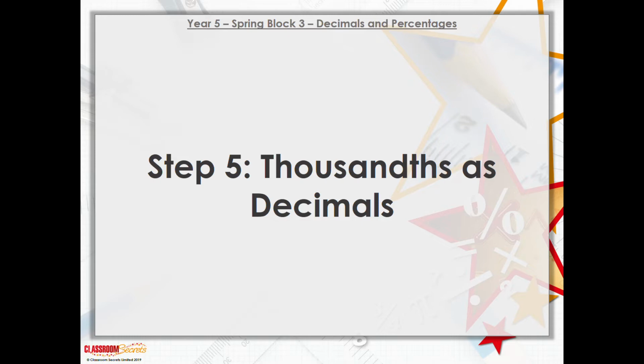So let's have a look at step 5, thousandths as decimals. We did some work on this yesterday and we're going to see the same sorts of activities, maybe just swapping around, so converting perhaps from decimals to fractions rather than fractions to decimals. So let's have a little look.